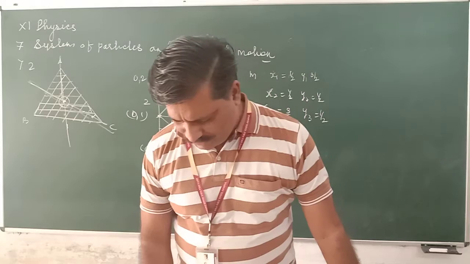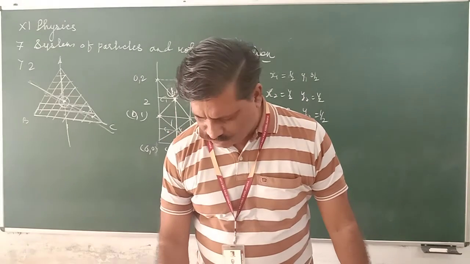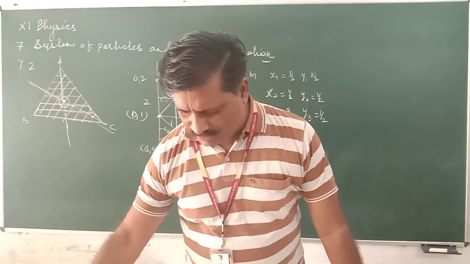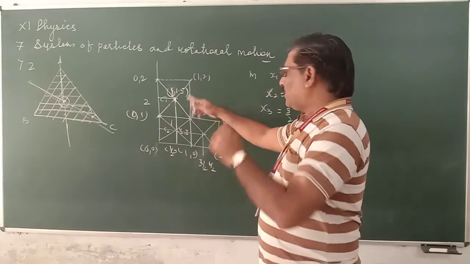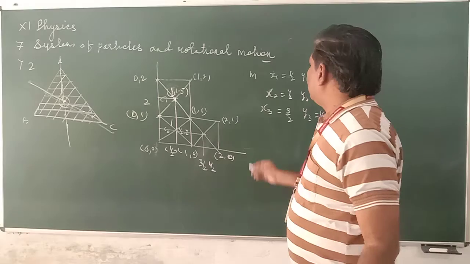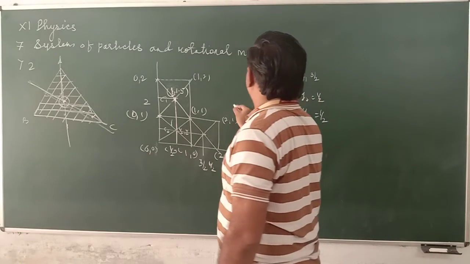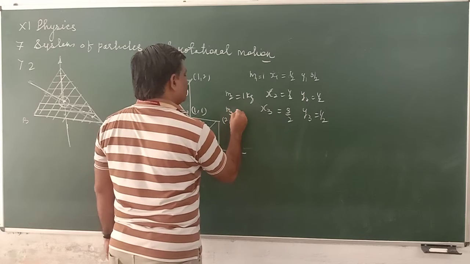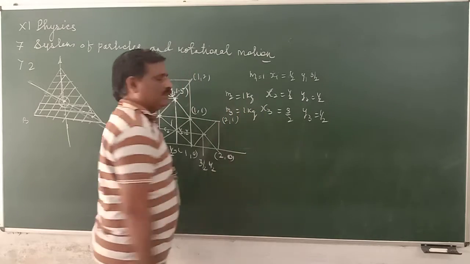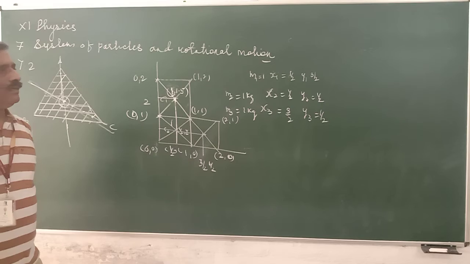And then once we get this, we need the mass of each. Is it given anywhere? The mass of the complete lamina is 3 kg. Therefore, m1 is equal to 1 kg, m2 is equal to 1 kg, m3 is equal to 1 kg. All of them have the same mass.